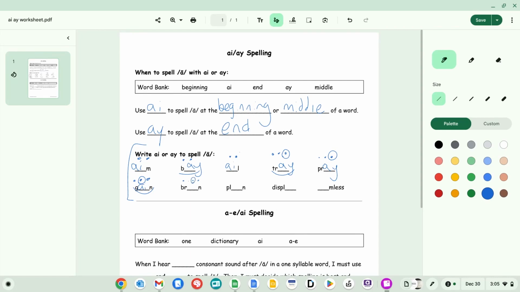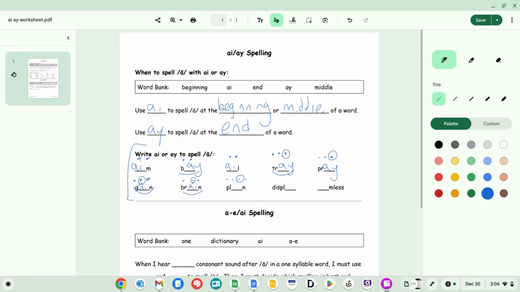This next word is brain. So it's B-R-A-N. Again, I hear it in that middle sound. So if it's in the middle, I'm going to spell it with A-I. So the word is brain. Next word is plain. P-L-A-N. Plain. I hear it in this space, which is in the middle of that word.